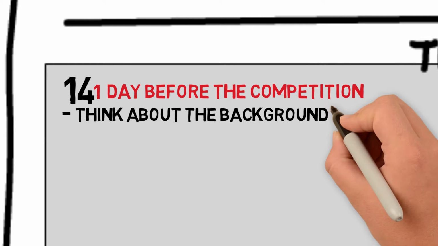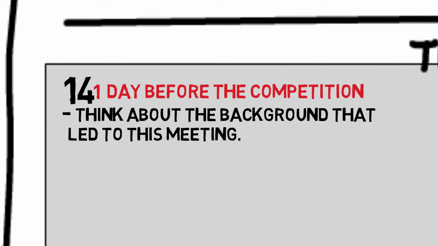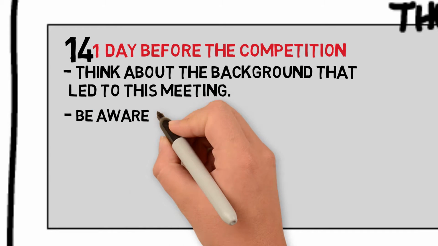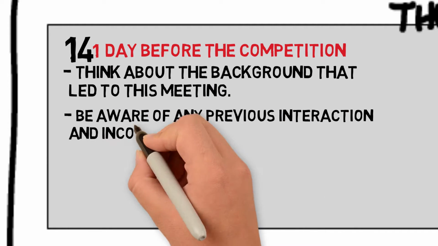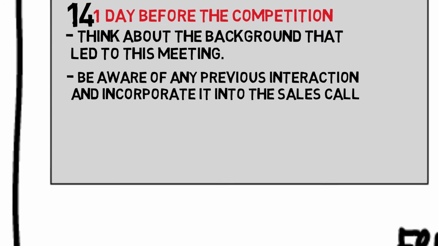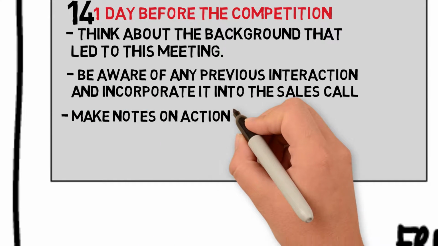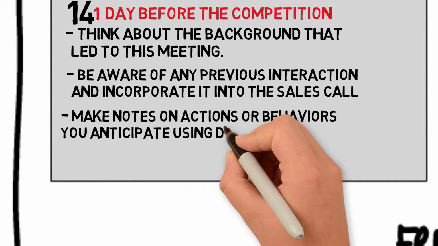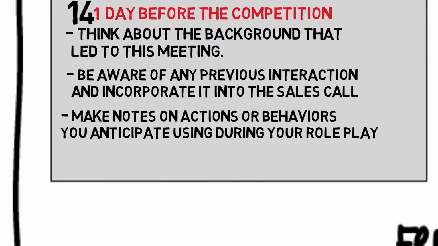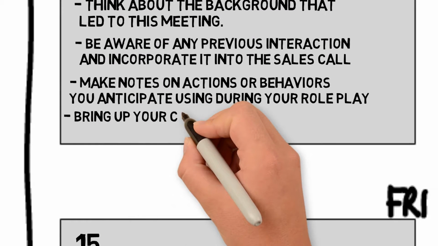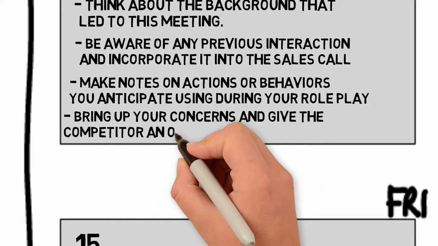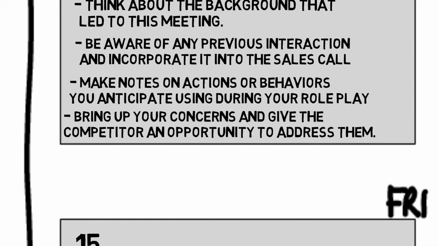Now, before the date of the competition, consider thinking about the background that led to this meeting or roleplay. This includes a previous meeting or conversation and the information that was already exchanged with the seller. So be aware of any previous interaction and incorporate it into the sales call. Make notes on actions or behaviors you anticipate using during your roleplay. Furthermore, take note of the objections mentioned in the buyer role profile. Be sure to bring up these concerns and give the competitor an opportunity to address them.